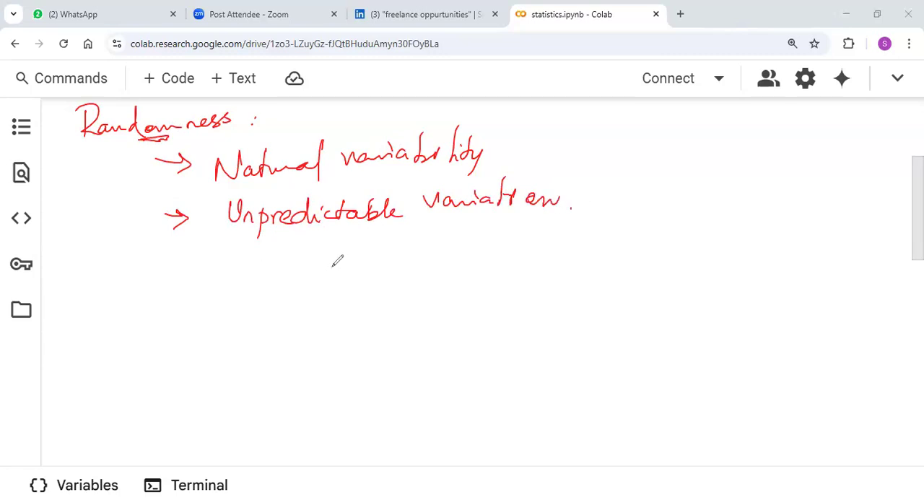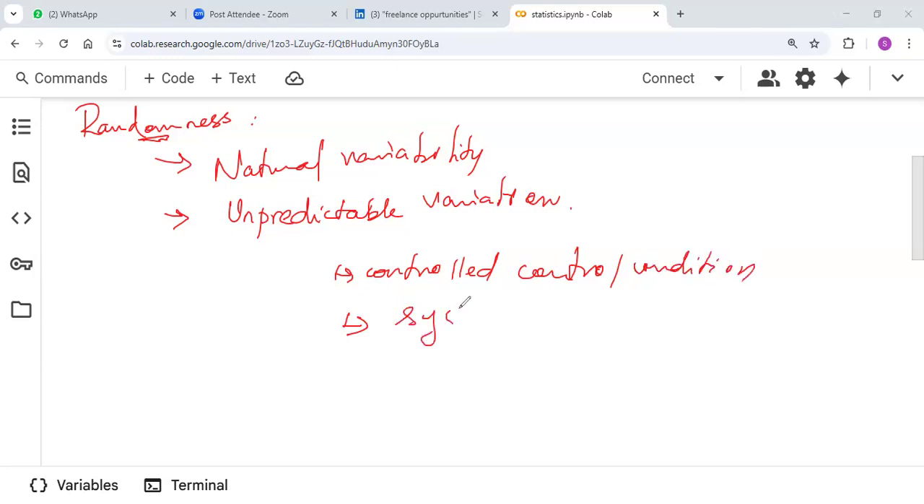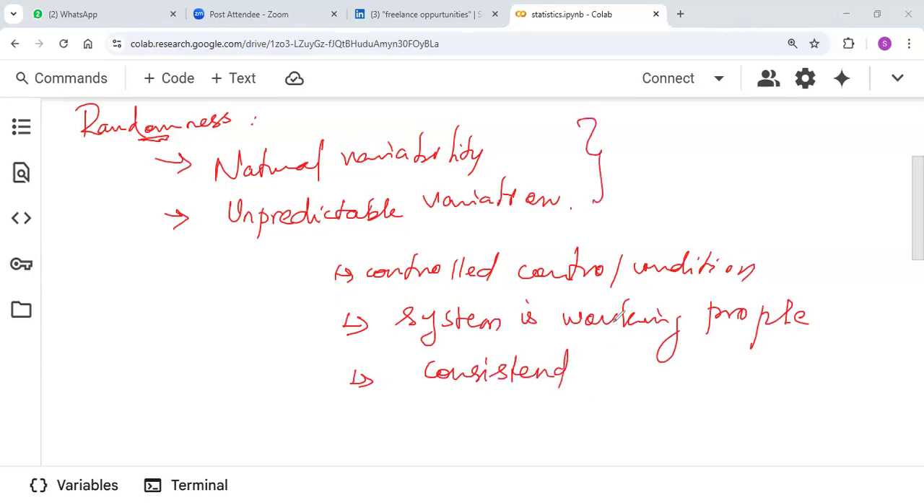Even under controlled conditions, even when the data has been recorded under controlled conditions, or even when the system is working properly, or even when you try to control or measure or observe something consistently, this natural or unpredictable variation is going to occur in the data consistently.